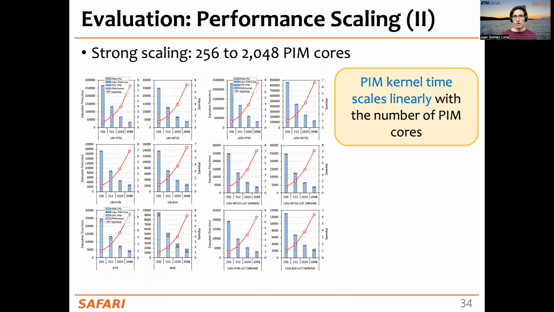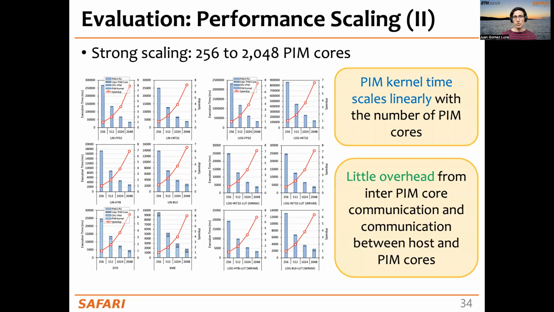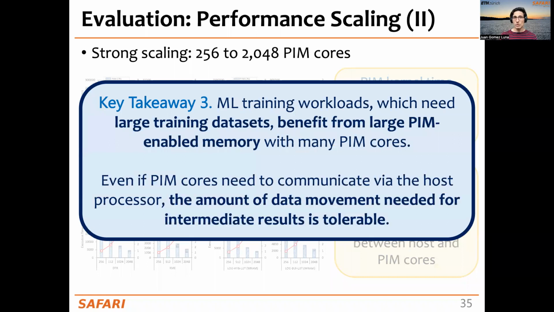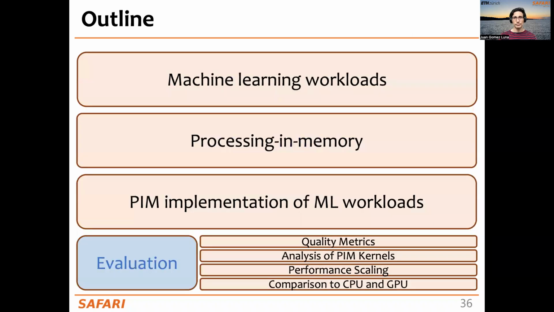First of all, the PIM kernel time scales linearly with the number of PIM cores. Second, there is little overhead from the inter-PIM core communication and the communication between host and PIM cores, as we also observed for the weak scaling analysis. So key takeaway number 3: machine learning training workloads which need large training data sets benefit from large PIM-enabled memory with many PIM cores. And even if the PIM cores need to communicate via the host processor, as is the case on the PIM architecture, the amount of data movement needed for intermediate results is tolerable.